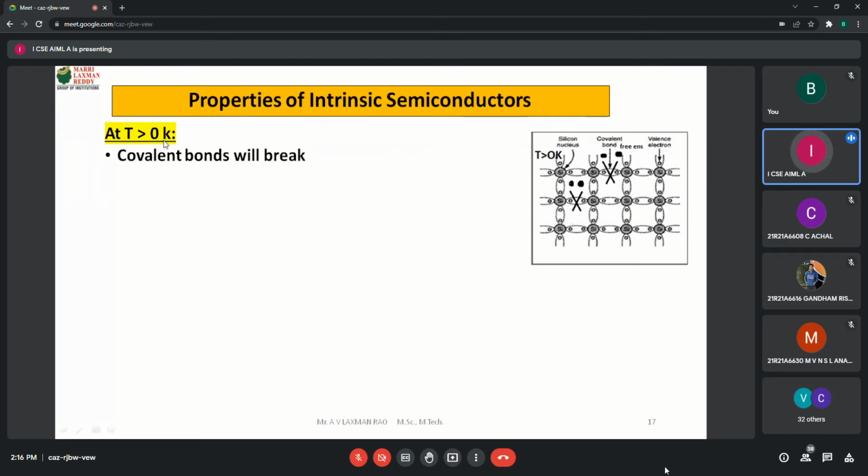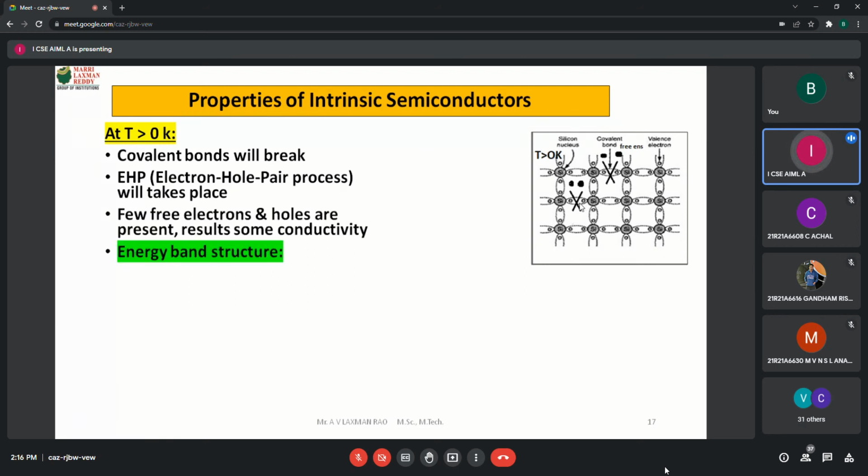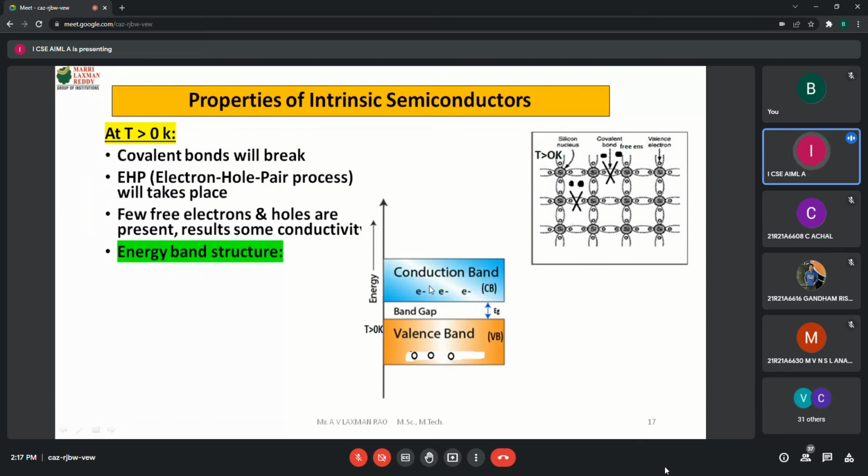When you raise the temperature of that intrinsic semiconductor, covalent bonds are breaking, the EHP process is taking place, and free electrons are released by creating holes. Holes are nothing but the vacancy sites created by the bonded electrons absorbing the thermal energy given from outside. Due to that, few charge carriers are present here: electrons in the conduction band, and the same number of holes in the valency band.